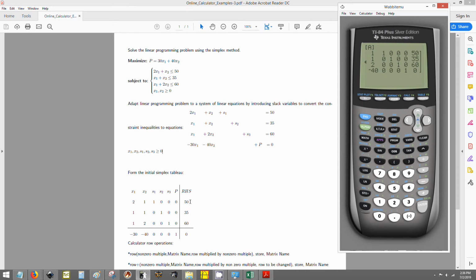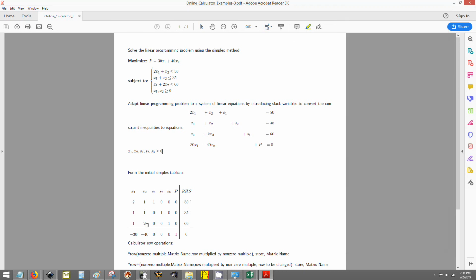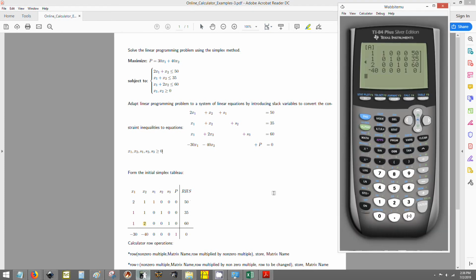It's a mouthful. 50, 35, 30. 30 is the least of those values. Therefore, our pivot will be 2 in this case, which will be in row 3 and column 2. So now we need to make that into a 1. That will be our first task in our simplex method, now that we've got our pivot.